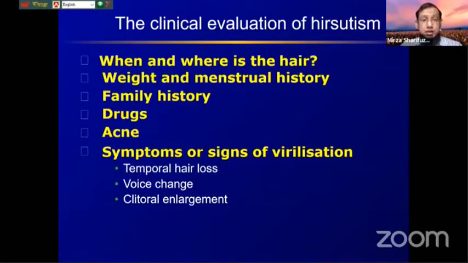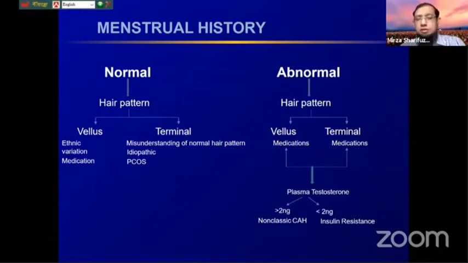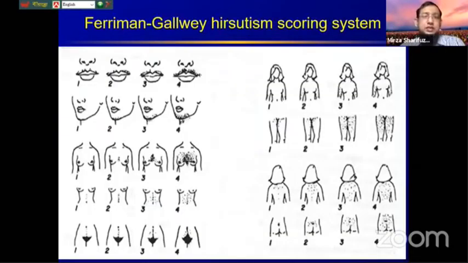That means temporal hair loss, voice change, clitoral enlargement, breast atrophy, increased muscle mass. Because if there is a sign of virilization, that always indicates an underlying serious pathology. This has been discussed, as has menstrual history. Then we have to assess the severity of the hirsutism by the modified Ferriman-Gallwey score system.